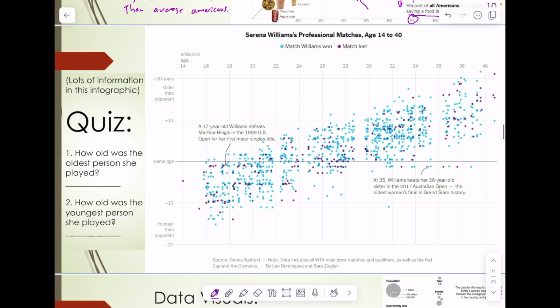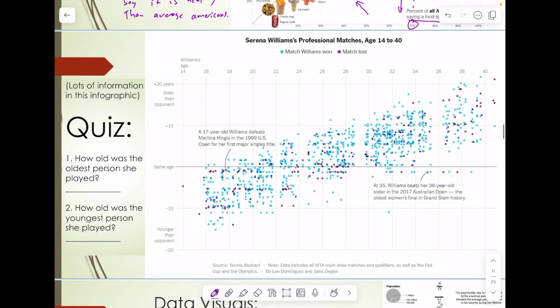Okay, this is a little quiz. 2 questions here. This quiz is to demonstrate that these scatter plots can condense a lot of information into one area. So I want you to look at this plot, read everything, and try to answer these questions. And also take advantage of these examples that they put in.